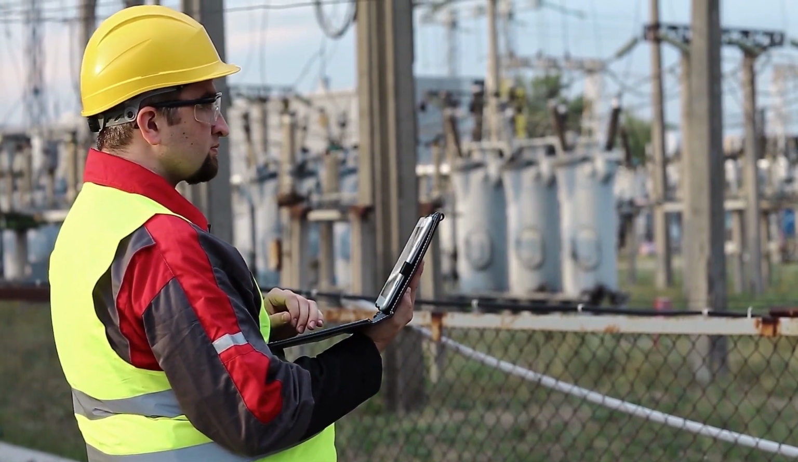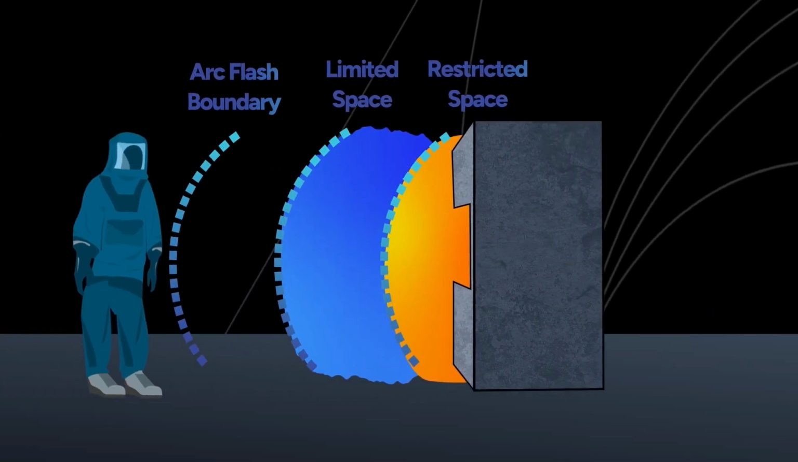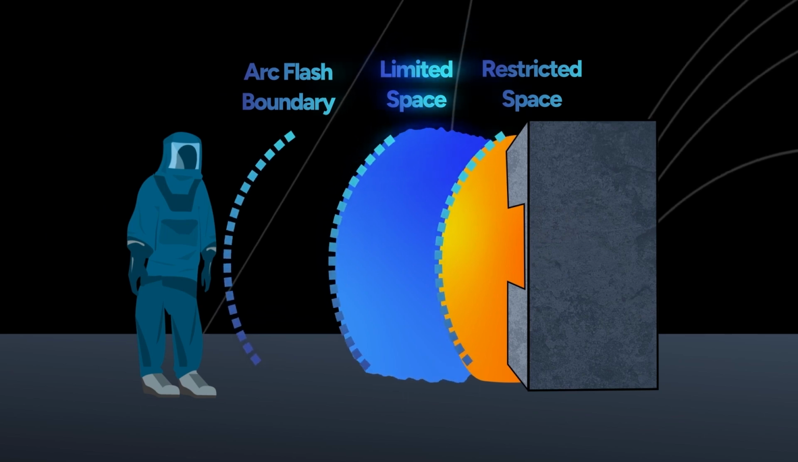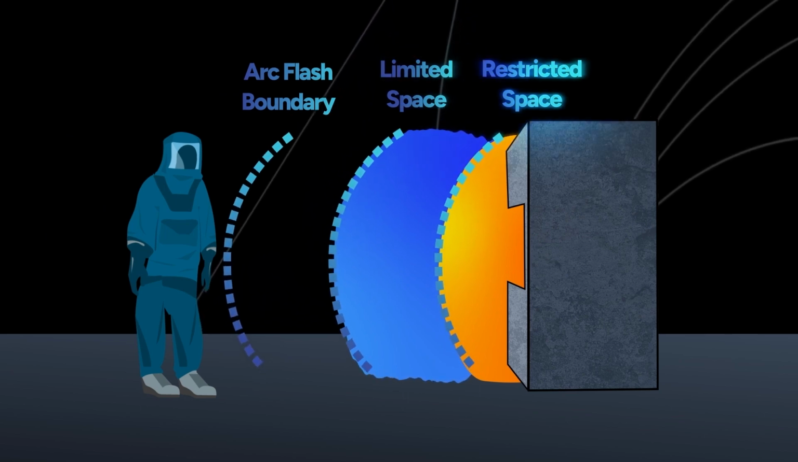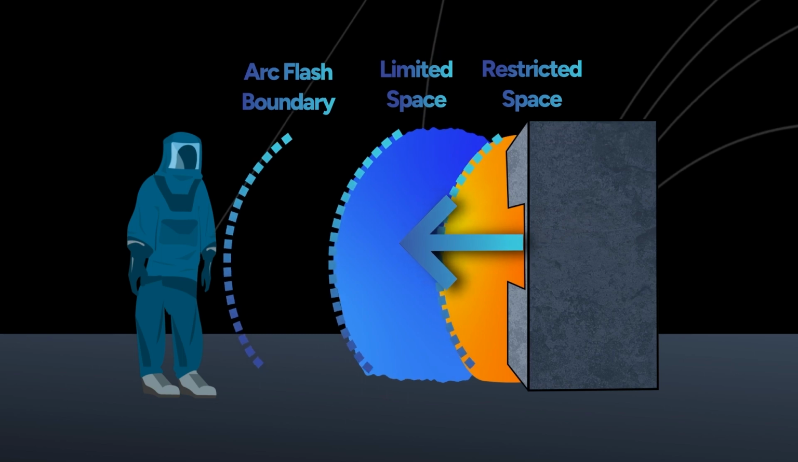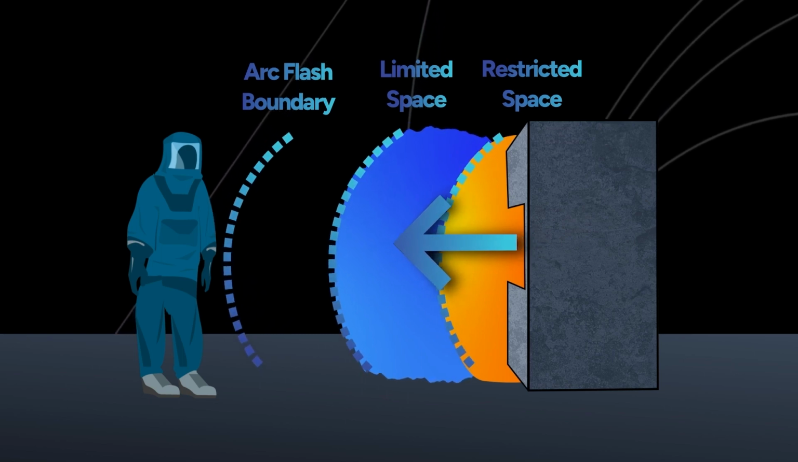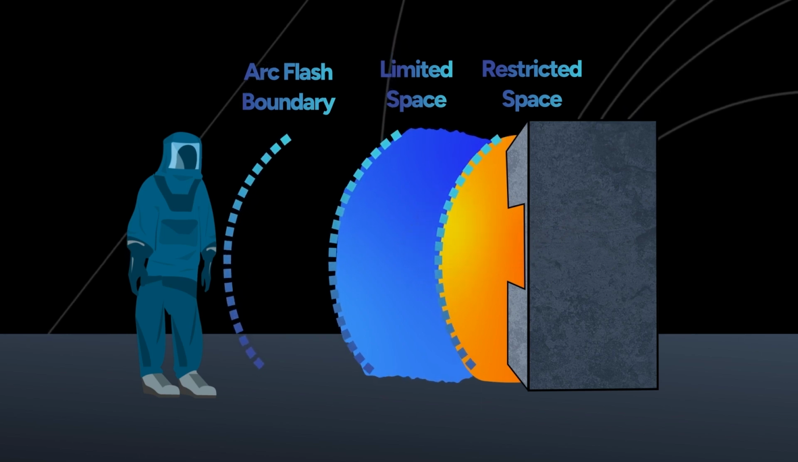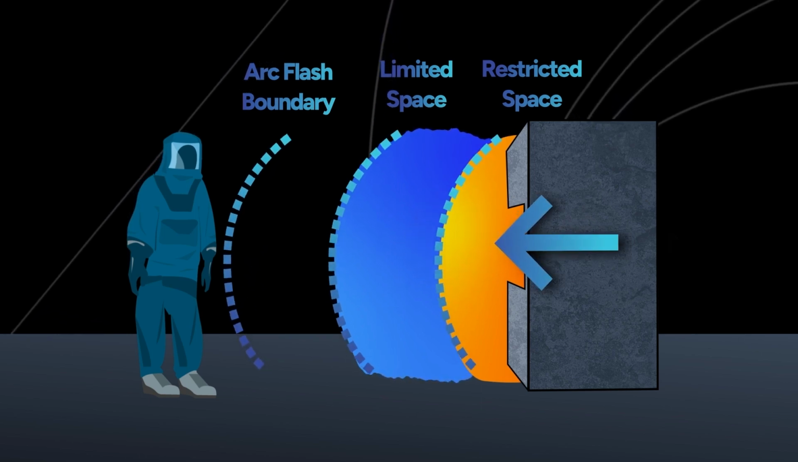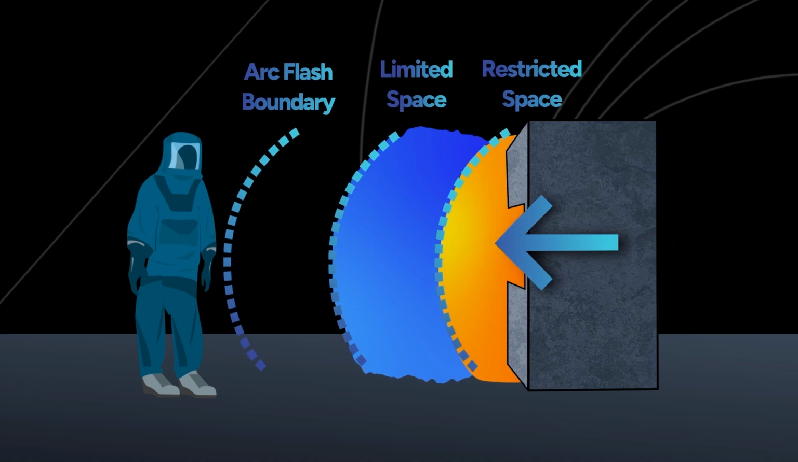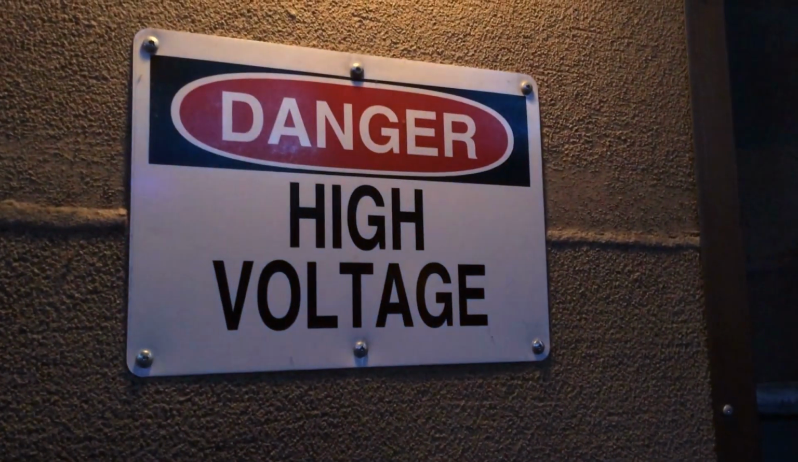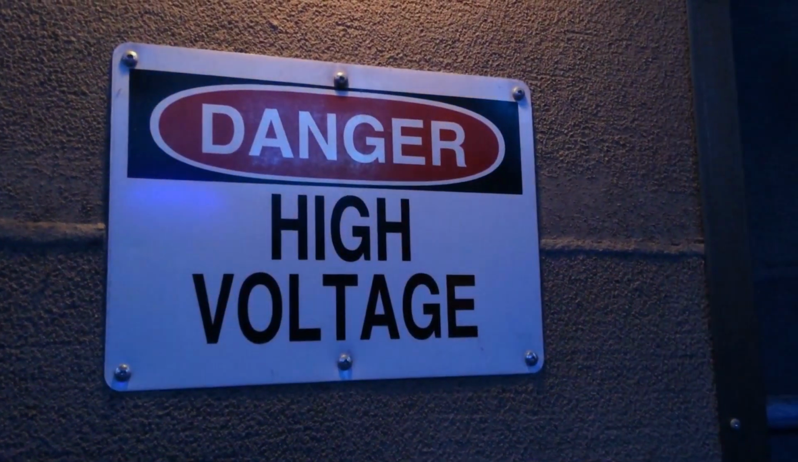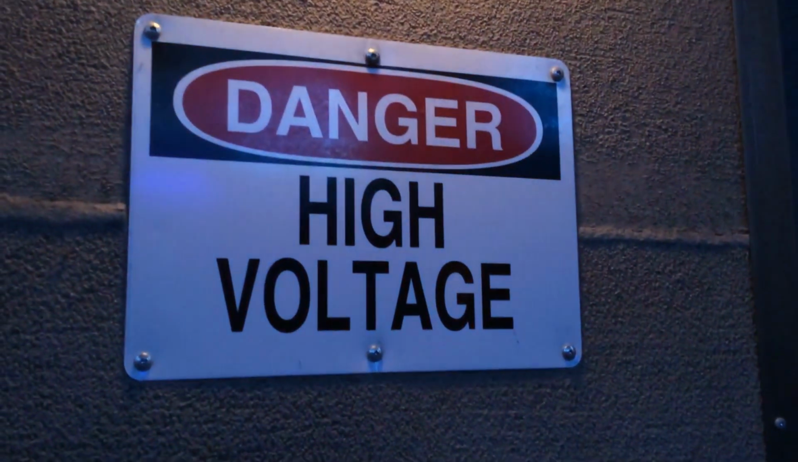distances and protective measures. From this assessment, we get two critical boundaries: the limited approach boundary and the restricted approach boundary. The limited approach boundary is the distance from energized equipment where there's a chance of electric shock, so only qualified workers are allowed inside this boundary. Even closer to the live parts is the restricted approach boundary. This is where the risk of electric shock is highest, so even qualified workers aren't allowed to enter this area unless they're insulated and wearing the appropriate gear.